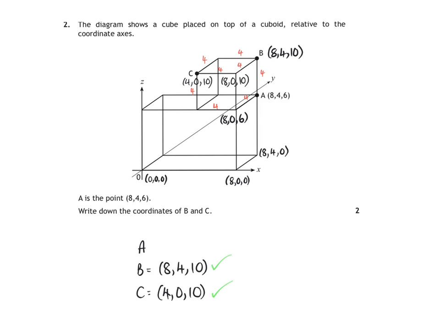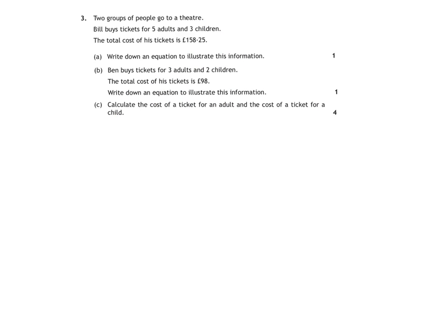Okay, on to question 3. We have 2 groups of people go to the theatre. Bill buys tickets for 5 adults and 3 children. The total cost of his ticket is £158.25. So we need to write down an equation to illustrate this information. If we say an adult is going to be A, and a child is going to be C, then we've got 5 adults and 3 children, and that is £158.25.